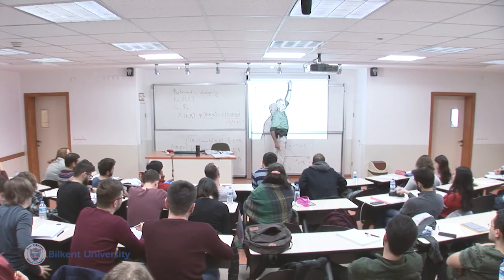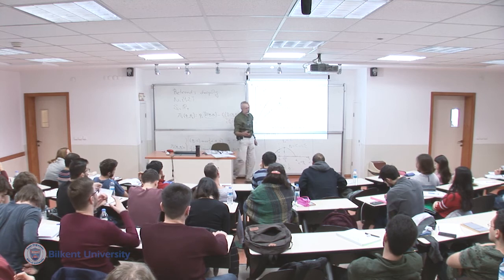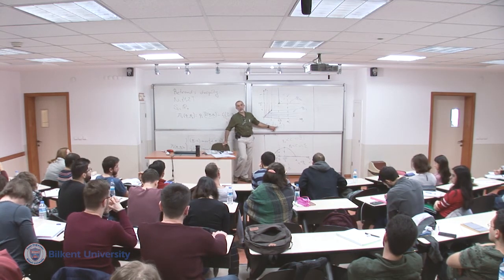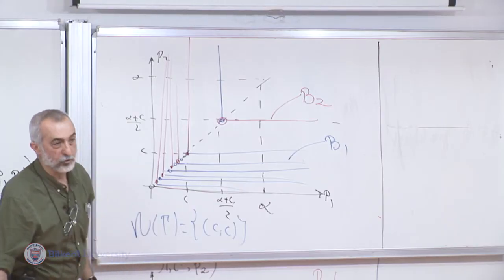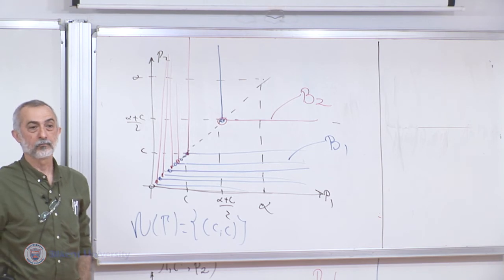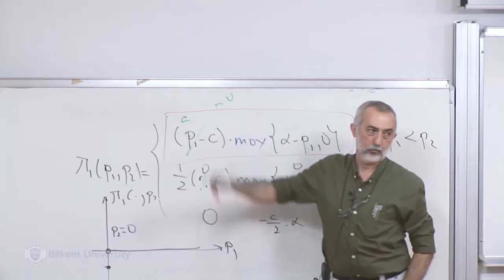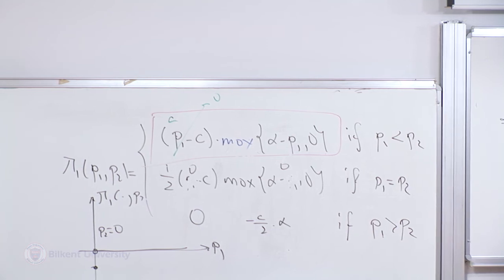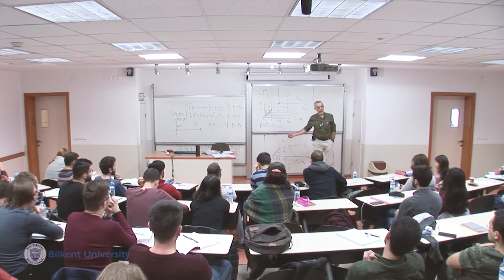So, what happened in the Bertrand model? Firms will set the price of the good at their marginal cost, and their profits would be 0. So that's the conclusion that we get from Bertrand's model.